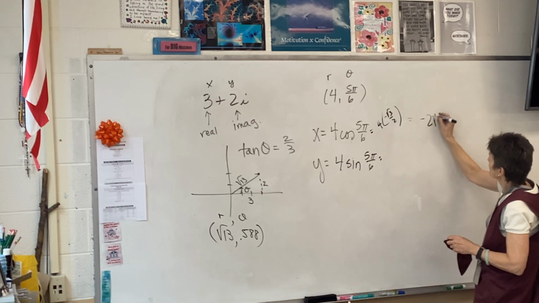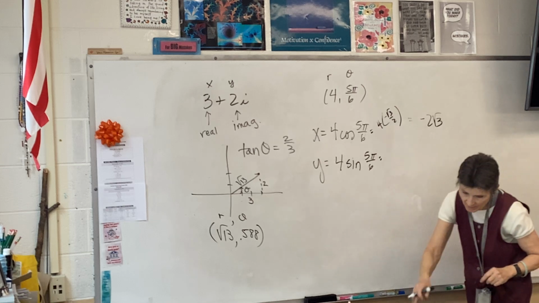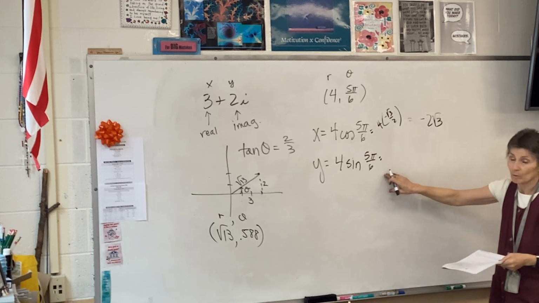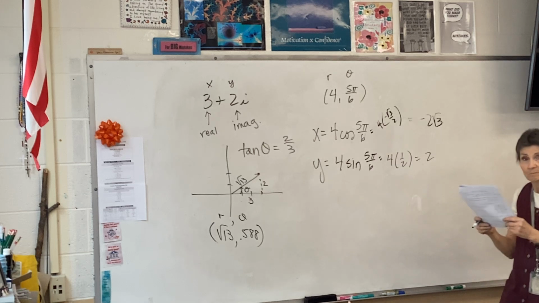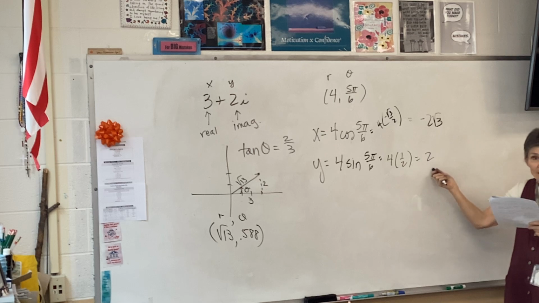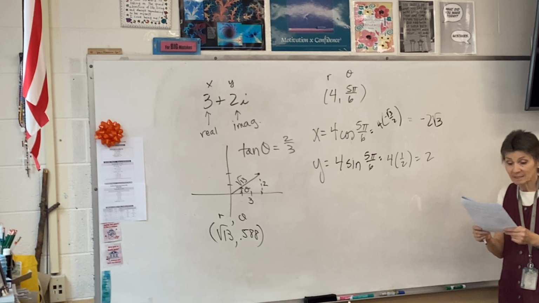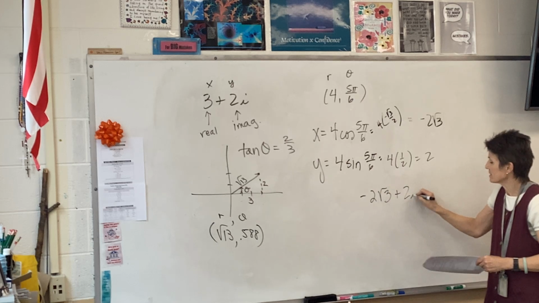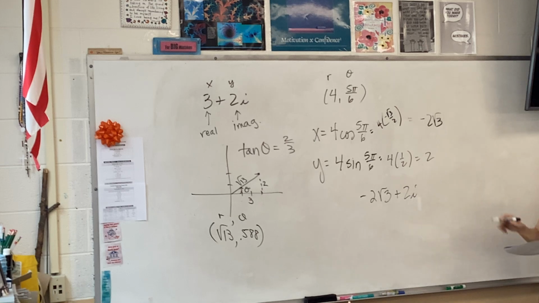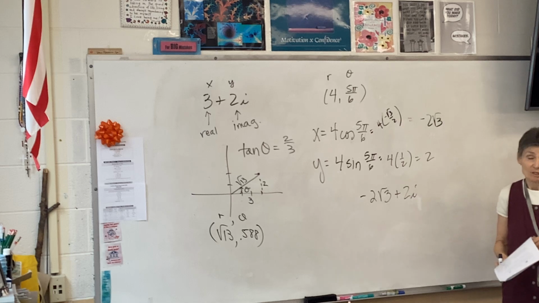So negative 2√3 for x, that's your real component. And then I suppose it wants the imaginary component. So that's 4 times 1/2, 2. Real, imaginary, x, y. So the complex number then would be negative 2√3 + 2i. That number is the equivalent, when it's expressed in polar form, to that.